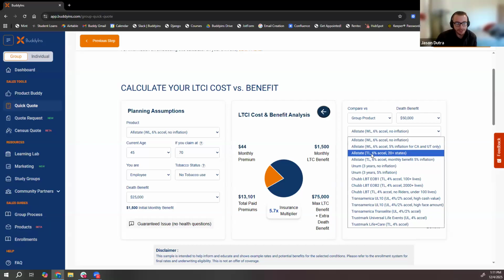This is Allstate's term life. It's about 20 plus another small handful of states that this product's available in. So use Product Buddy to help you for now see if the Allstate term life plan is available in your state. And then the Allstate term life also has a 5% inflation provision on it.